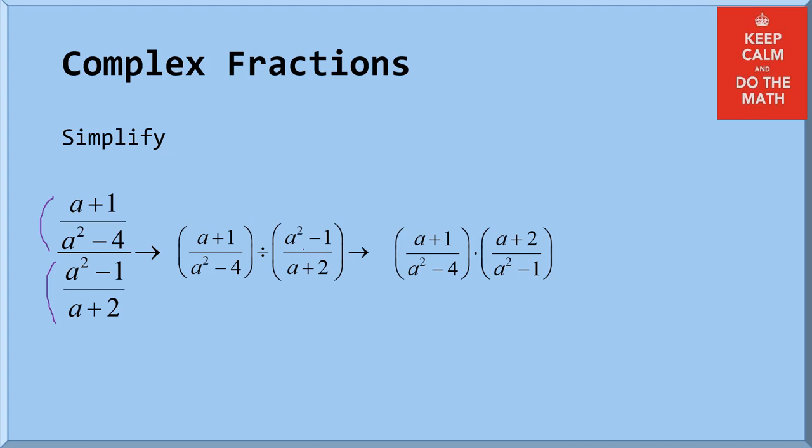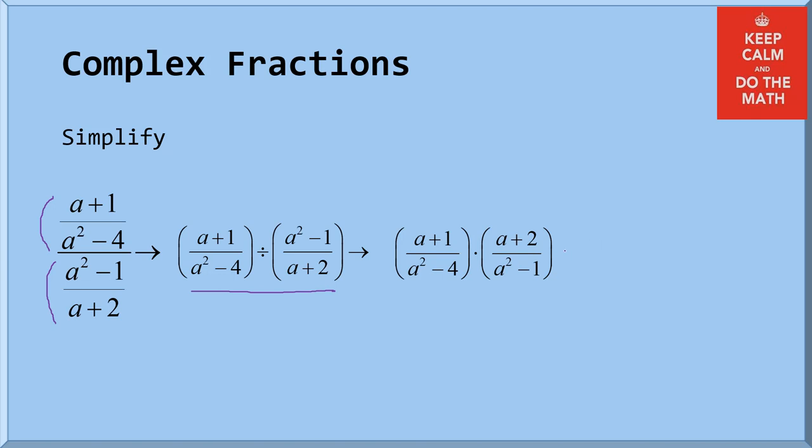Because it's a fraction, it is basically a division problem. So I can simply take this complex fraction and rewrite it as a division problem to make it much easier to see. The numerator, a plus 1 over a squared minus 4, divided by a squared minus 1 over a plus 2. So now I'm just dealing with a fraction divided by a fraction. The rule for division of fractions, again, is to multiply by the reciprocal of the second fraction. So you can see that I have gone ahead and flipped the second fraction. So now I have a plus 2 over a squared minus 1.